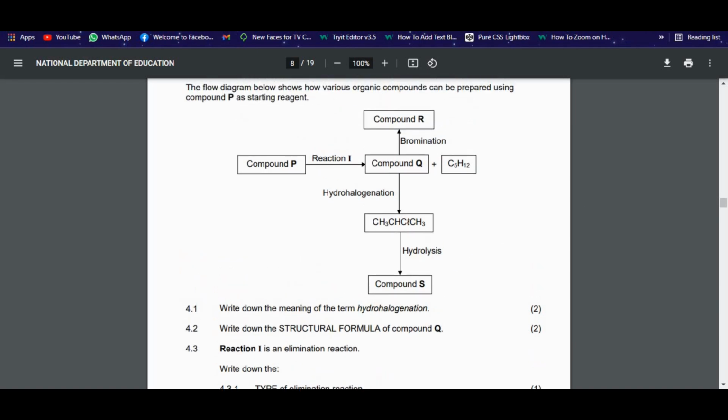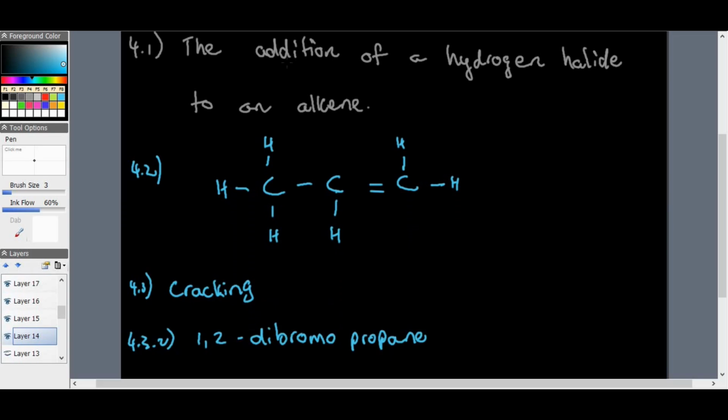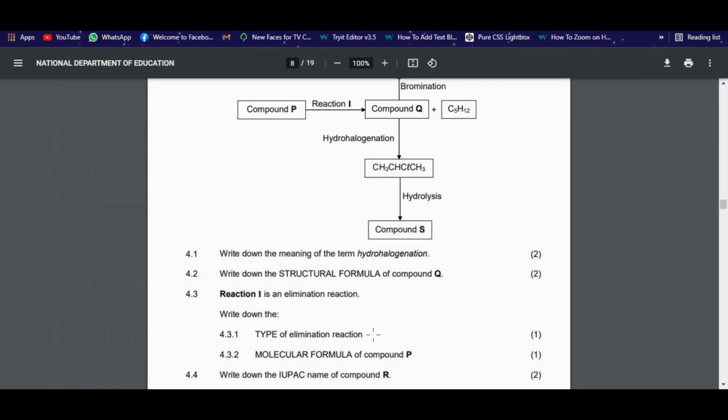All right, for 4.4. Oh my word, no, sorry, I wrote down the bromination one too soon. I wrote down 4.4's answer. I totally messed that up, probably because I've been sitting at the screen for so long. Sorry, that was 4.4's question.